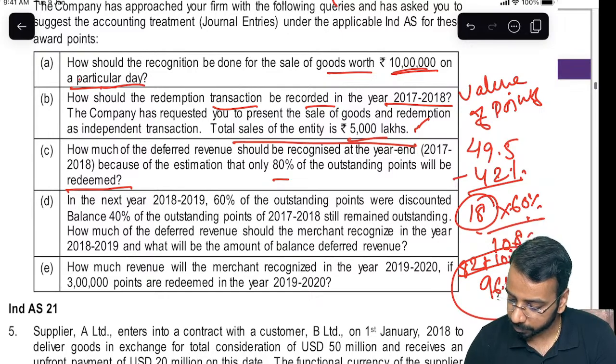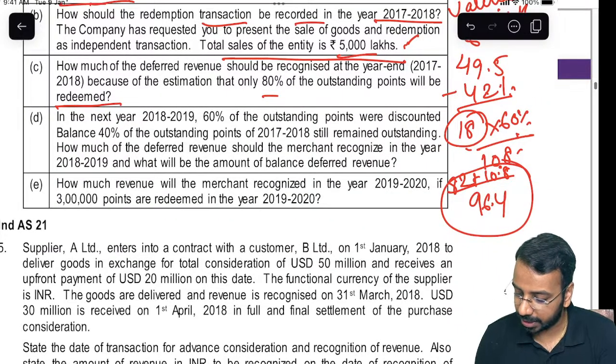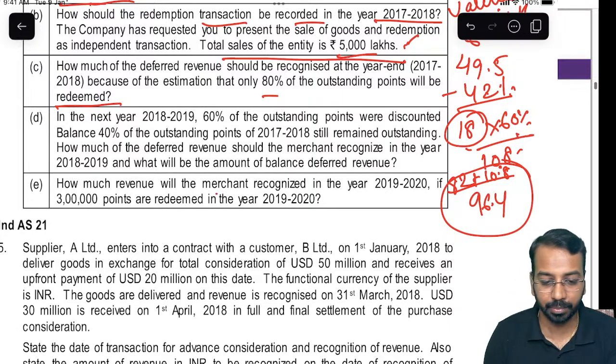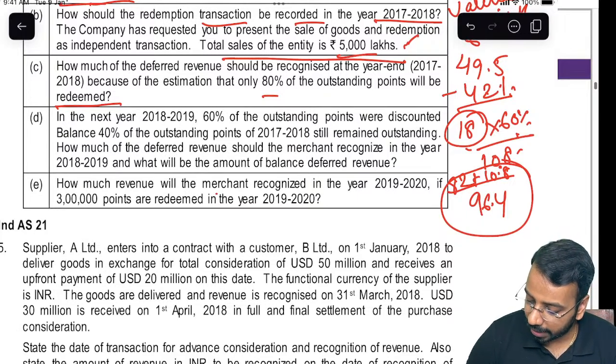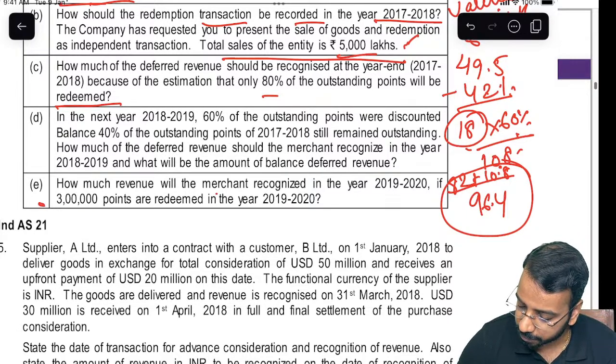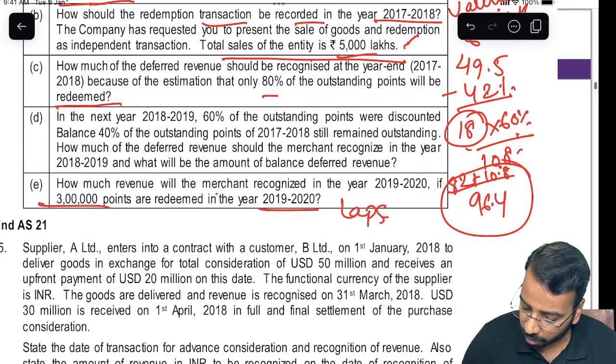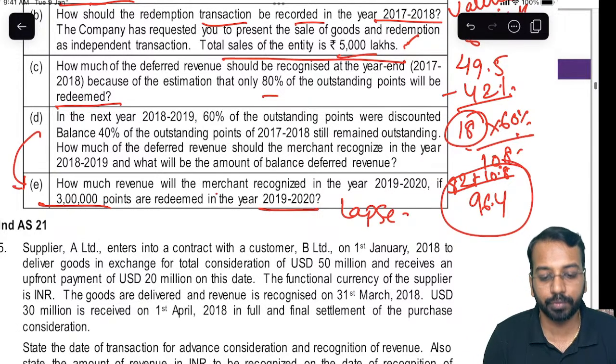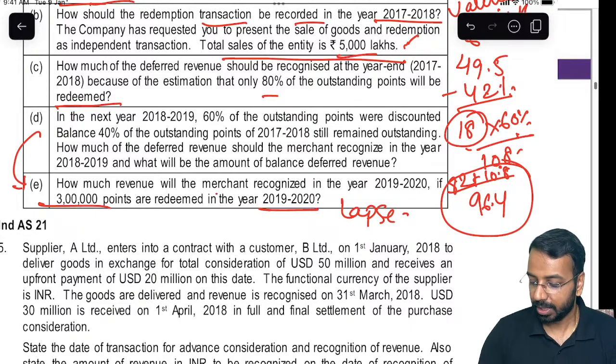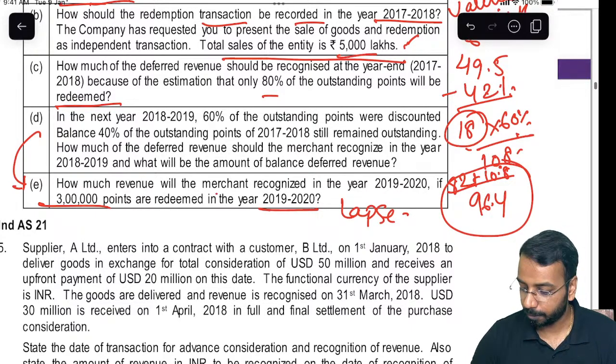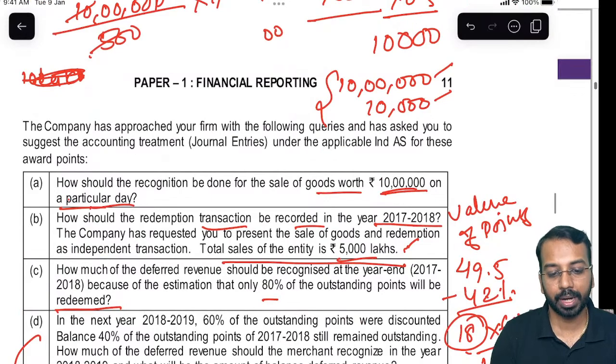Then, how much revenue will the merchant recognize in 19-20 if 3 lakh points were redeemed in 19-20? Now, in 19-20, if 3 lakh points are redeemed, whatever is the balance will lapse. So whatever is the balance coming out from D to E, the entire amount will be recognized as revenue. Okay. Now, this is the broad explanation of the question. You can have a look at the suggested answer.